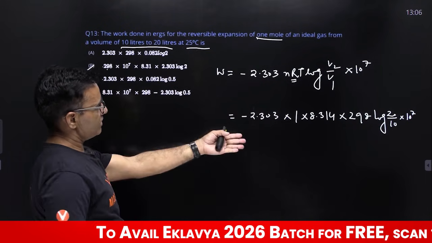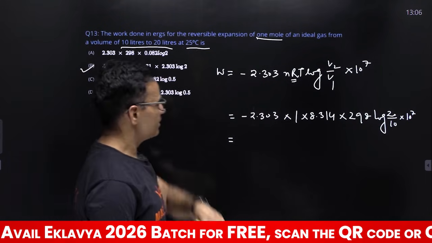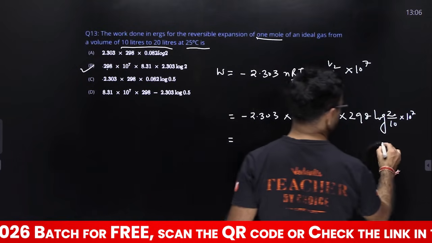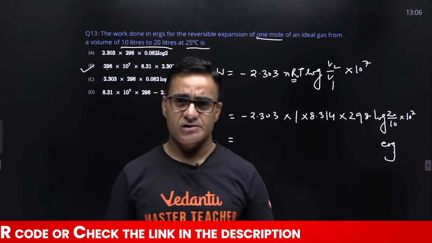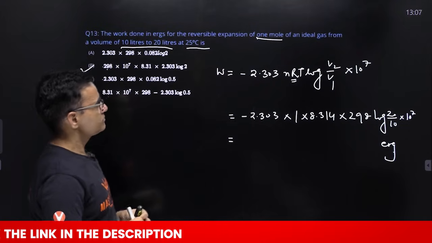0.298 दिया हुआ दिख रहा है, एक्चुअली इससे मैच कर रहा है. राइट, सो ये आपका अर्ग में आ जाएगा. 10 पावर 7 का मल्टीप्लिकेशन फैक्टर ऑलरेडी हमने लगा दिया है जूल की वैल्यू को अर्ग में कन्वर्ट करने के लिए. गॉट इट, डन.